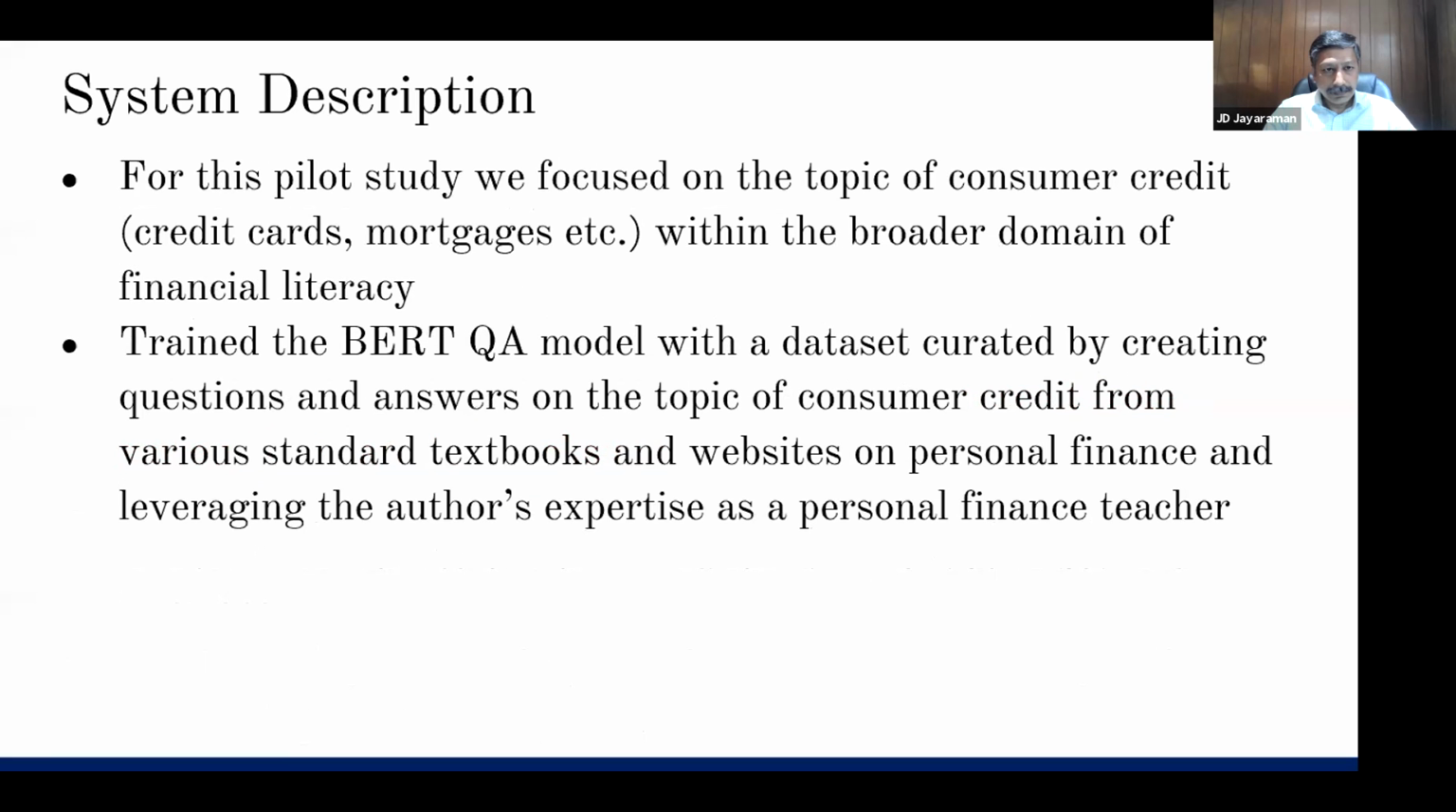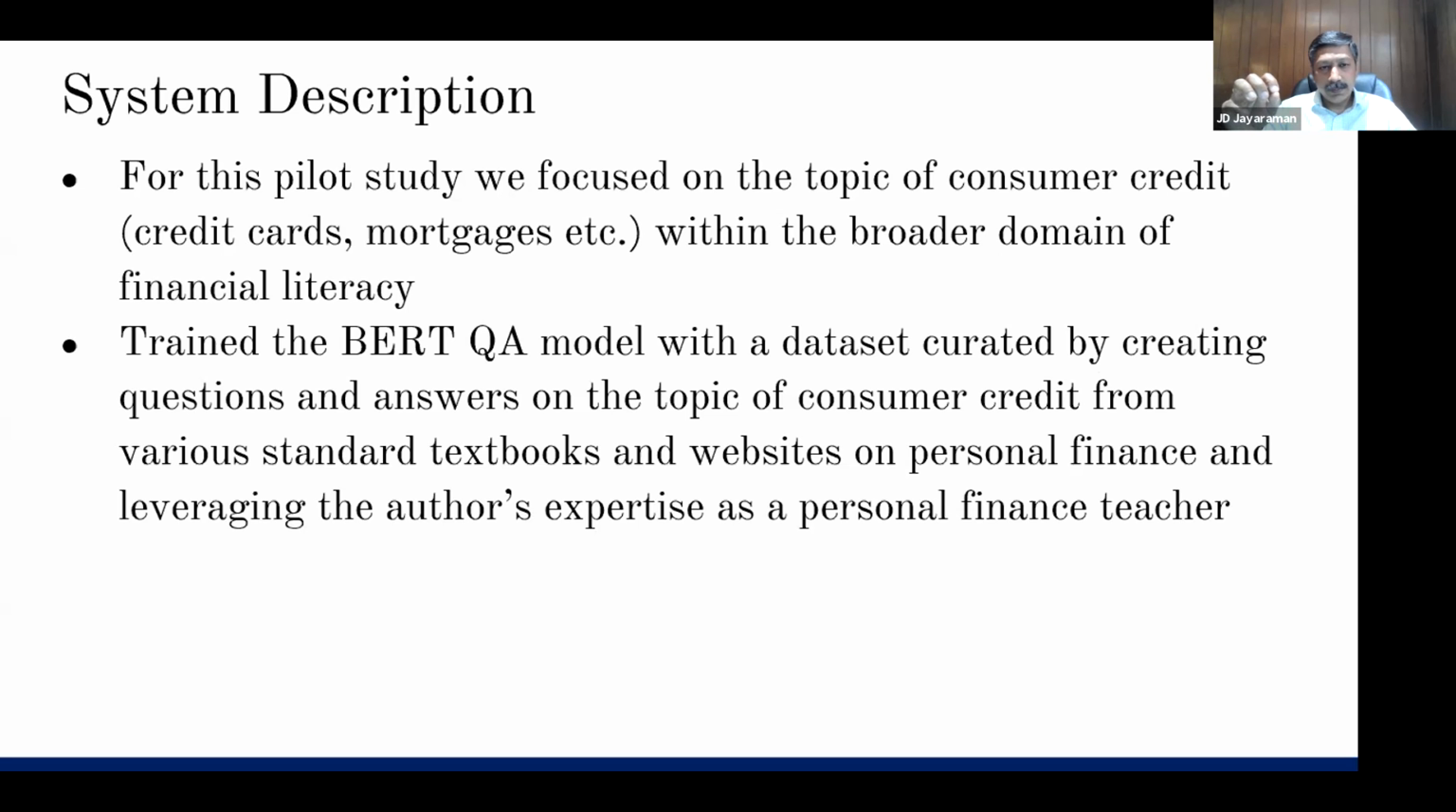And for the pilot study, we essentially focused on one particular topic in financial literacy, because financial literacy in and of itself is a pretty broad topic.